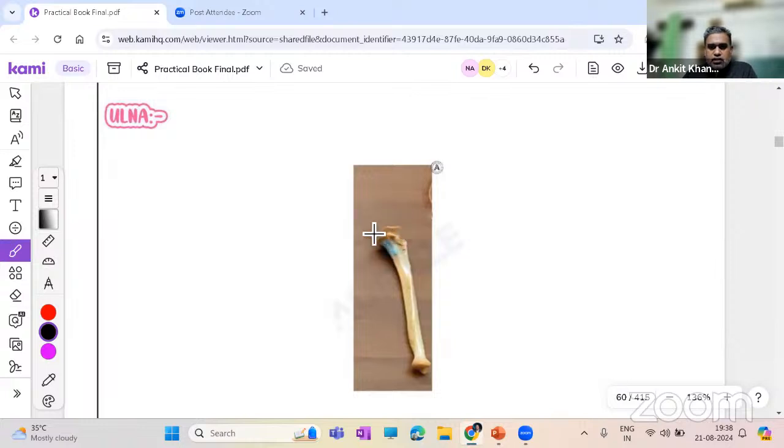So this is the ulna. You can see this huge upper end. This is the olecranon process over here, and we have a trochlear notch and a trochlear process. This is the lower end of it, smaller, and you can see this projecting part.